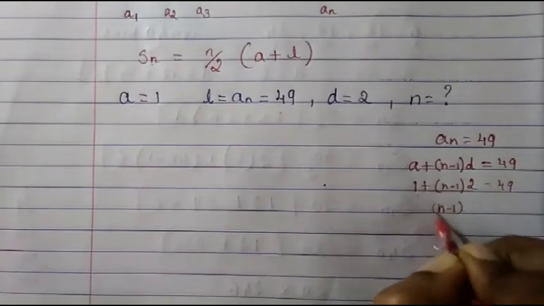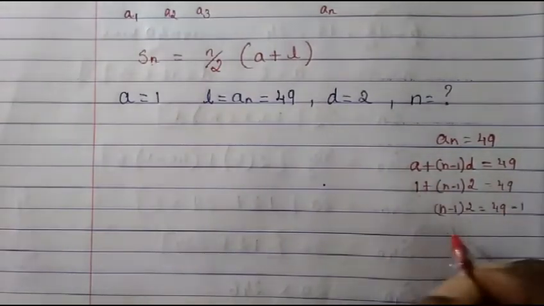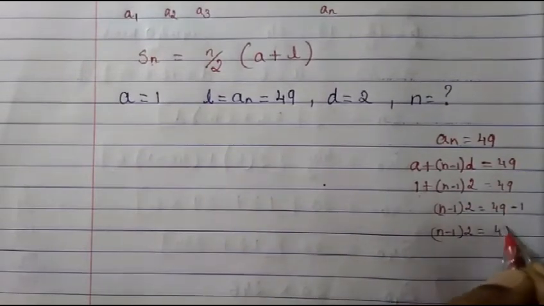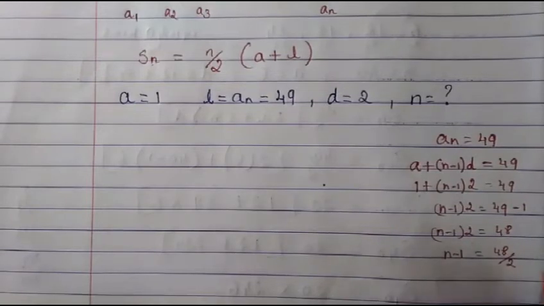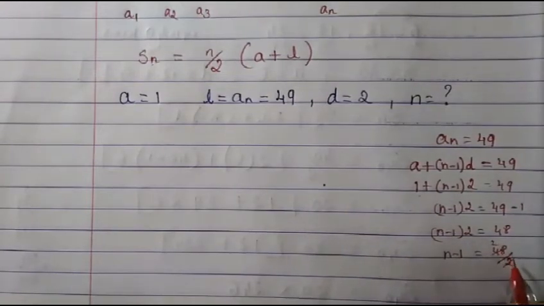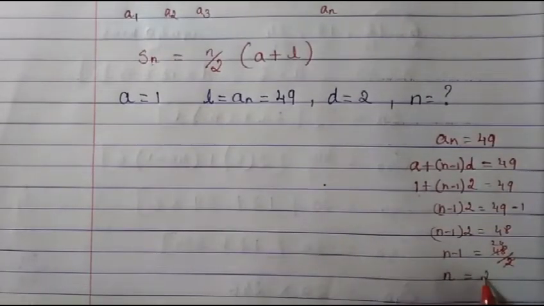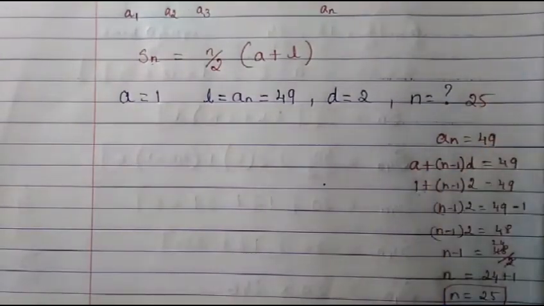So 1 plus n minus 1 into 2 equals 49. This 1, when it comes here, becomes minus 1, so n minus 1 into 2 equals 49 minus 1, which gives us 48. This 2 is in multiplication; when it comes here, it becomes division. So 24 we get. So n minus 1 equals 24. This minus 1 comes here and becomes plus 1. So n we get 25. So the n value we found is 25.